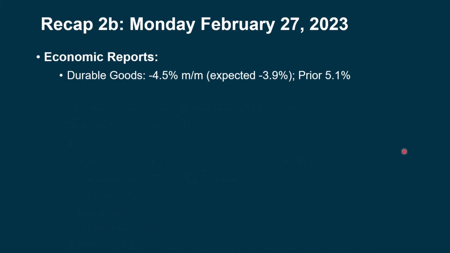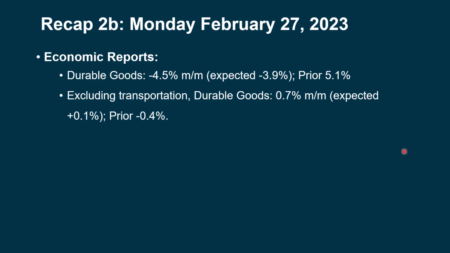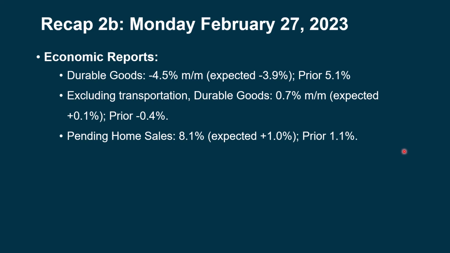As far as the economic reports that came out, we had durable goods, which came in down 4.5% on a month-over-month basis. They expected it to come in down 3.9%. The last time we had the report, it was up 5.1%. If you take out transportation, we were up 0.7% month over month. They expected it to be up 0.1%. Last time we were down 0.4%. Pending home sales were up 8.1%, much greater than the expected 1% increase, and last time we were up 1.1%.